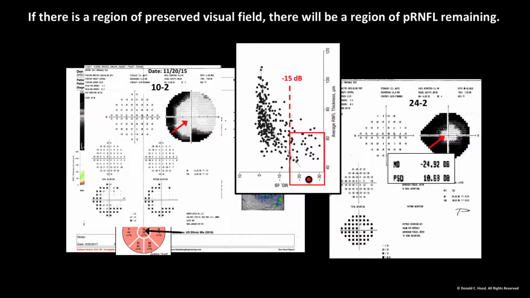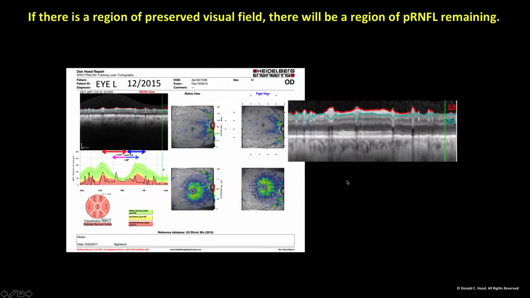And by preserved visual field, I want to be precise: I mean a region better than -10, -8, that range of dB. So if you've got some region over here someplace, not global, but some local little point or two over here, you're going to see preserved retinal nerve fiber layer thickness. And let's use this eye as an example. So let's blow this up here. So this is now end-stage.